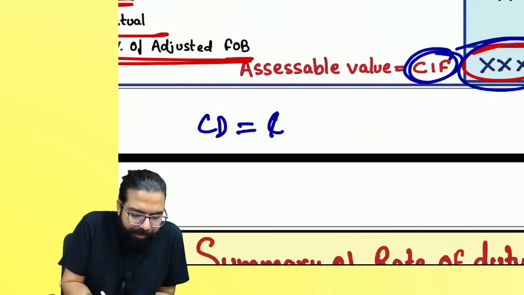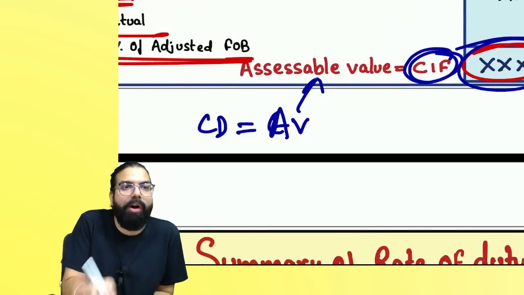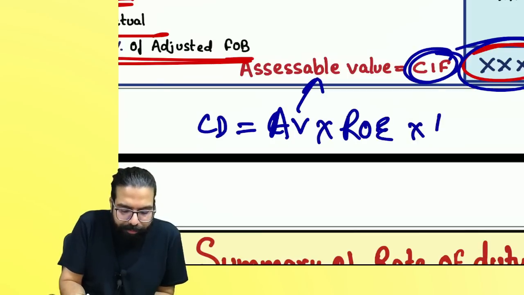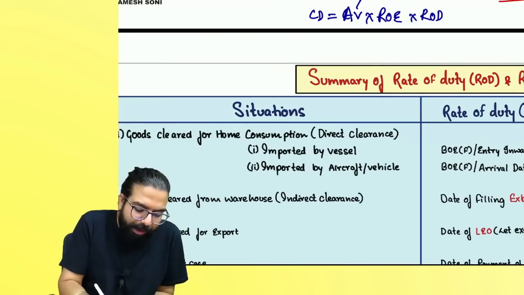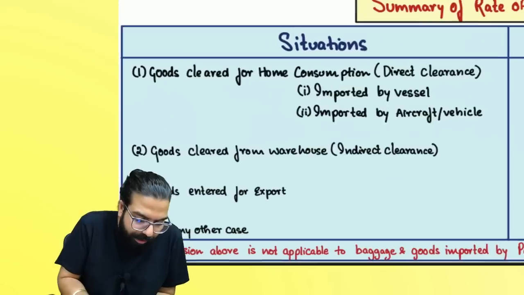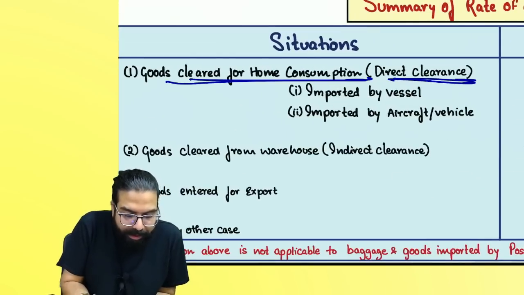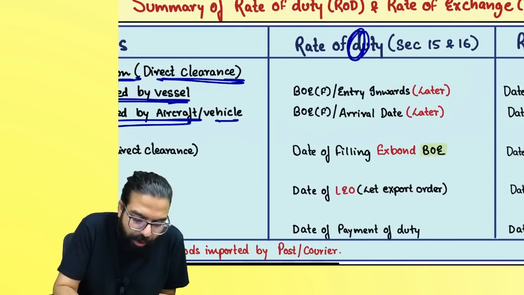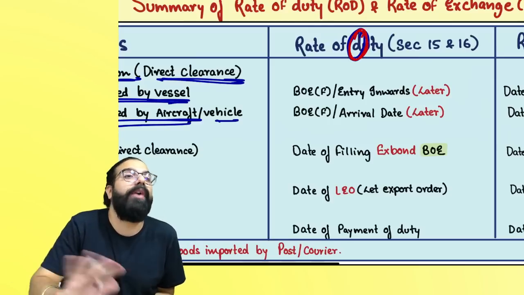Custom duty is the assessable value, which is your CIF value or tariff value, multiplied by the rate of exchange into rate of duty. So sir, how do we calculate the rate of exchange and rate of duty? Remember one thing, if goods are cleared for home consumption, that is direct clearance, imported by vessel or by aircraft, you always have to remember duty. D is always duty. Duty is always deferred.